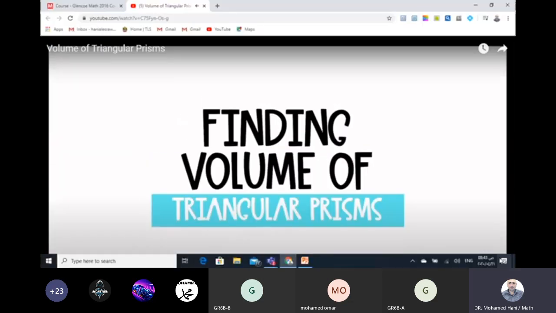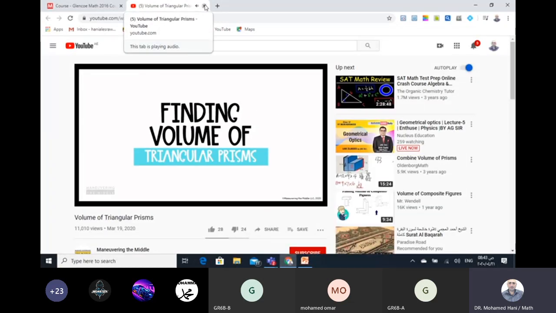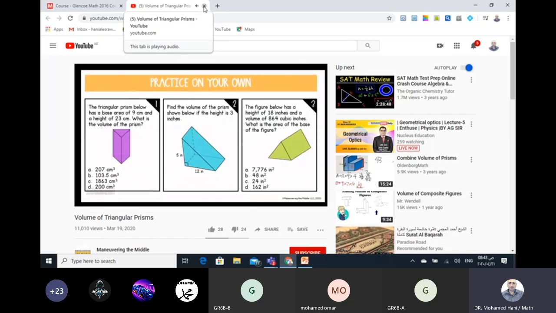So we practiced finding the volume of triangular prisms. If you need a little bit more practice, I'm going to show you 5 extra problems that you can solve on your own.